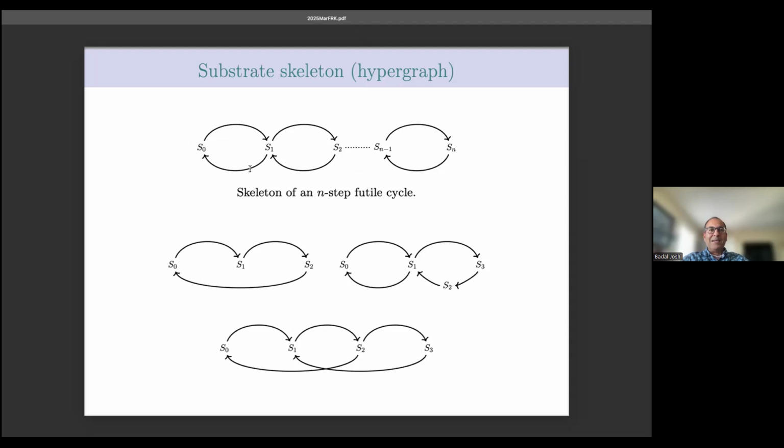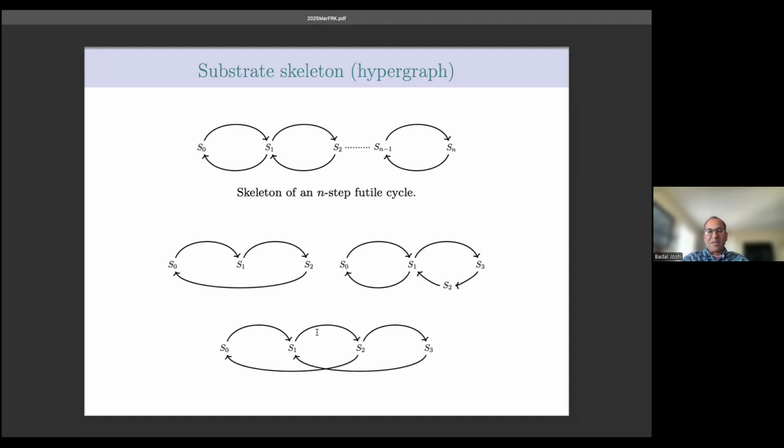Here is the skeleton for an n-step futile cycle, right? So it's just substrate S0 turning into S1 to S2 all the way to Sn, and then the backward cycle where Sn goes to S0. I might have that the dephosphorylation occurs in one jump, so the skeleton would look like this. I might have an additional step in the backward chain. So I go from S3 to S2, so an extra step, S2 to S1 and S0.